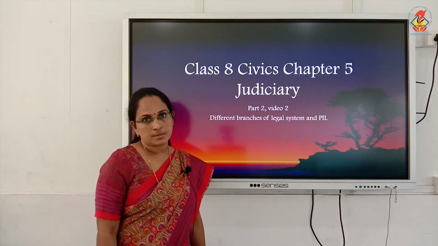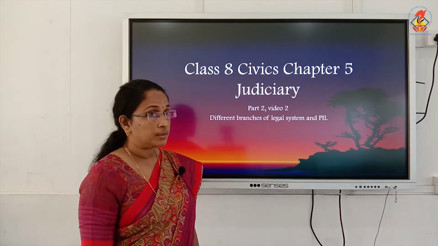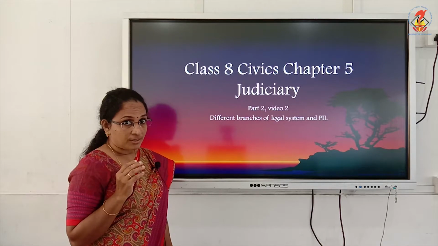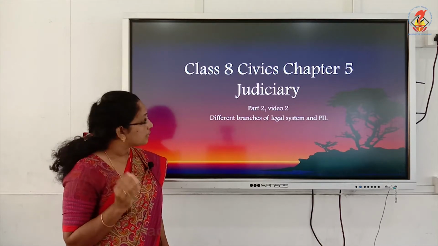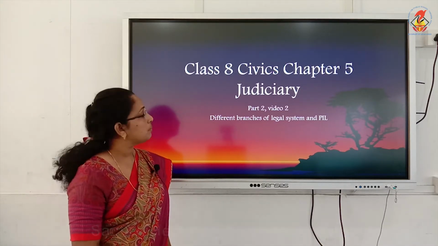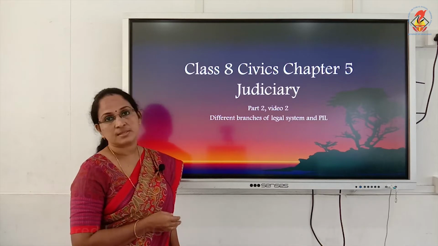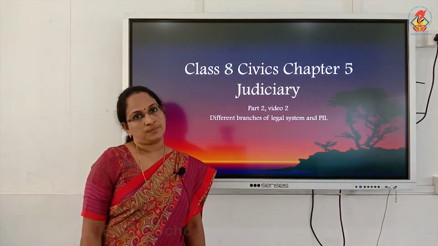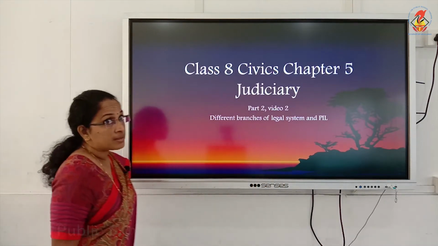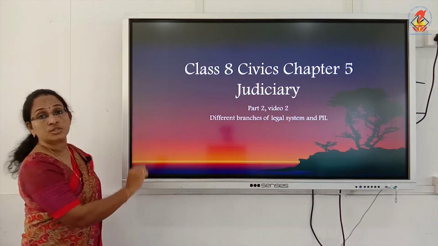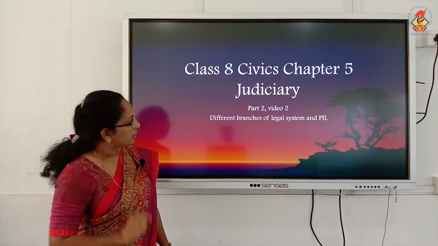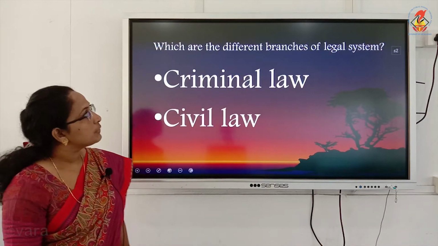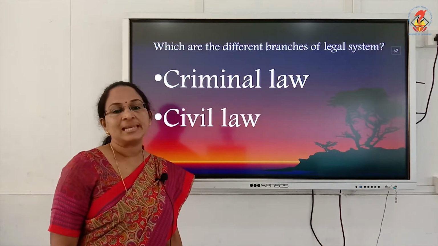In the second part, that is chapter 5, Civics, Judiciary. In the second part, we will discuss different branches of legal system and public interest litigation. Coming to the first topic in part 2, children, different branches of legal system. Which are the different branches of legal system?